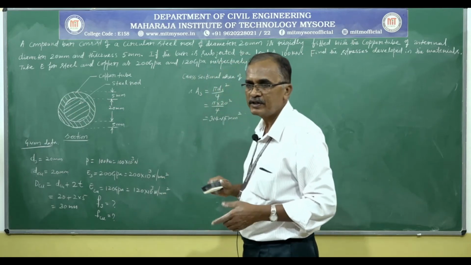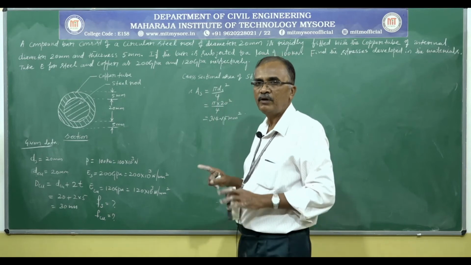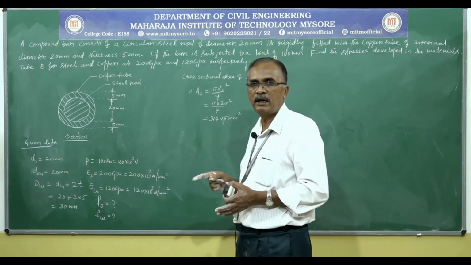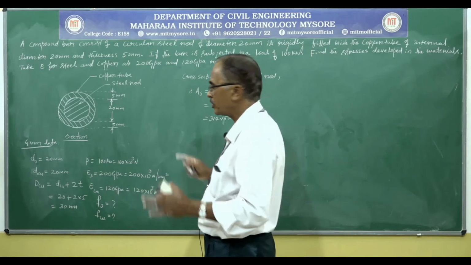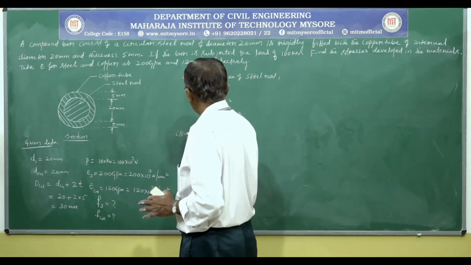Next, we come across solid and hollow section. Whenever you come across solid section, directly we use pi d square by 4. Whenever we come across hollow section, we have to use both the dimensions, both the internal and external dimension of the hollow section.